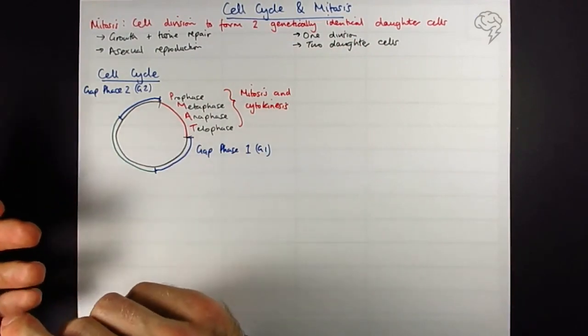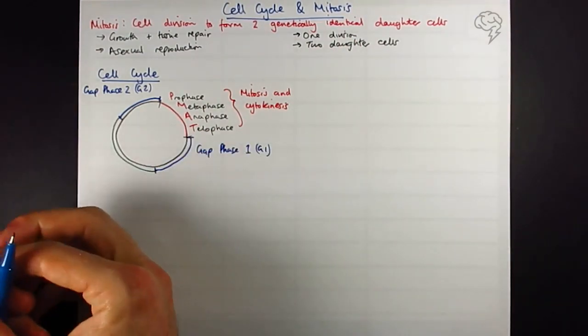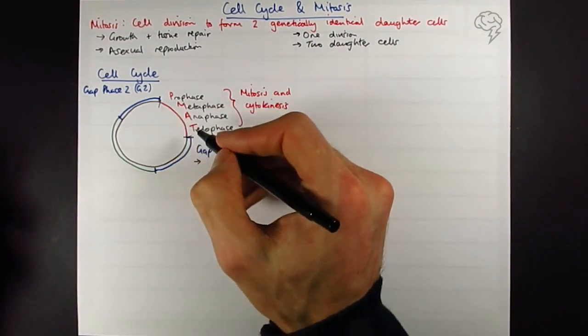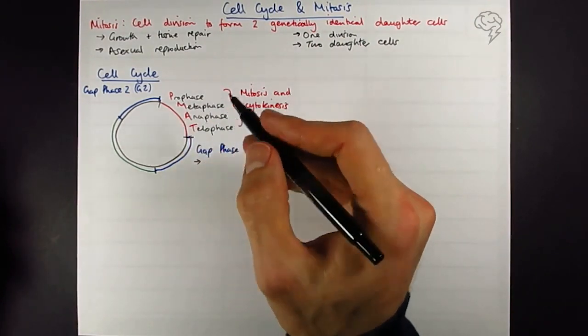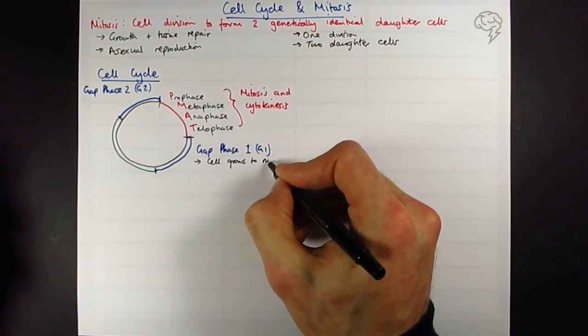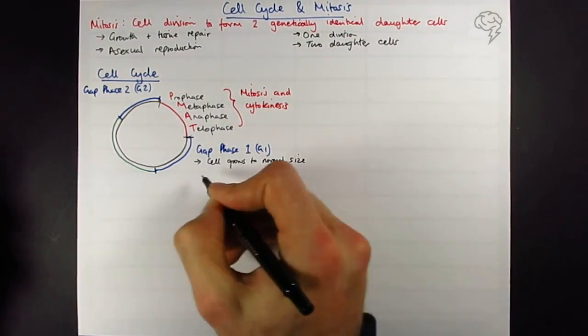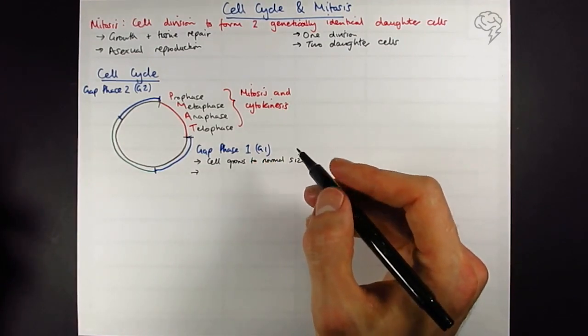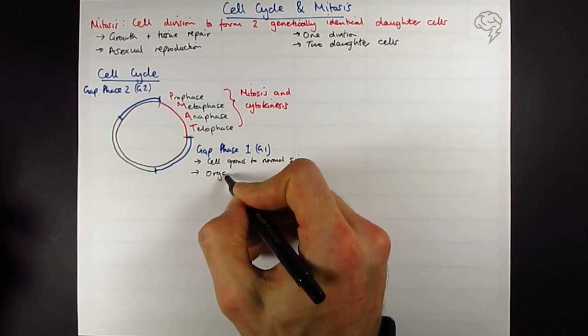Okay, so back to gap phase 1, G1. What's happening here? You don't need to know too much about this, but the cell grows to its normal size. So just after division, the cells are a bit smaller than they ordinarily would be. So the cell grows to normal size. And we can say that the organelles replicate. There are going to be fewer organelles per cell, so the organelles are going to replicate to build up to their normal numbers.